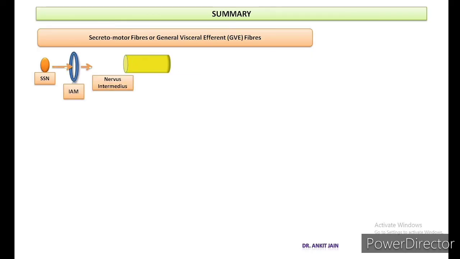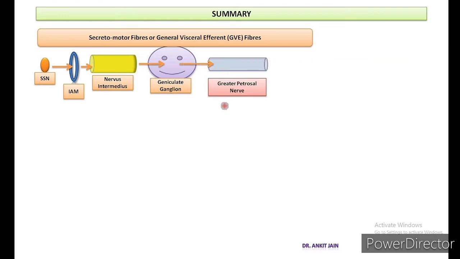Second fibers related to the facial nerve is general visceral efferent fibers or secretomotor fibers. These fibers arise from the superior salivary nucleus. After that, these fibers participate in the formation of nervus intermedius. Then these fibers pass through the geniculate ganglion, and without relay here, few of these fibers move upward as greater petrosal nerve, which enter into the middle cranial fossa. Then greater petrosal nerve passes through the foramen lacerum and enter into the pterygoid canal.